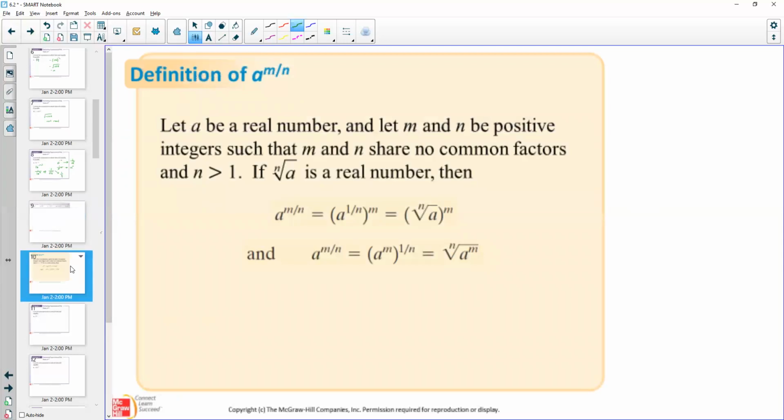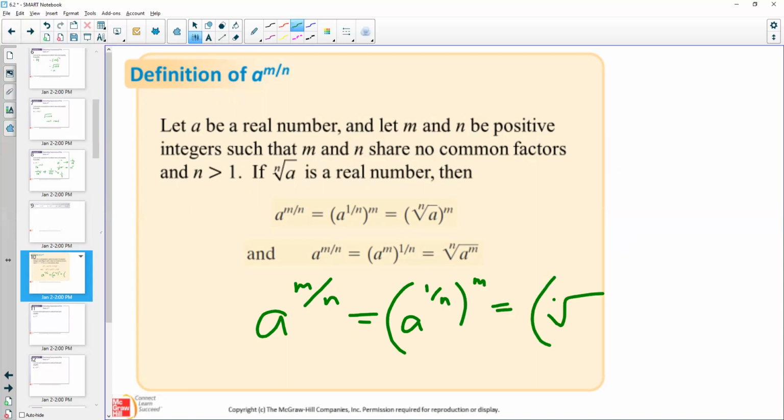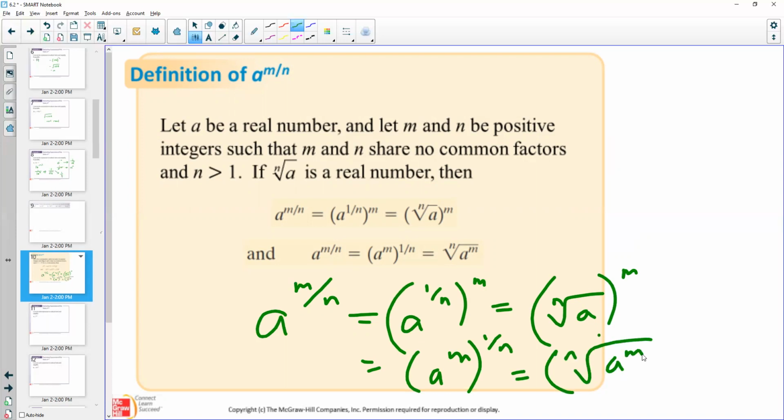All right, so then it says, let a be a real number and m and n be positive integers such that m and n have no common factors. So they can't be like 6 and 4, they can't both be even. If the nth root of a is a real number, then we can think about this a to the m over n in pieces. I can think about that as a to the 1/n times m, and turn that into the nth root of a to the m. Or I can think about it in reverse. I can do a to the m, to the nth root, which would be the same as the nth root of a to the m. Either way, this is fine. This will make more sense in a second.